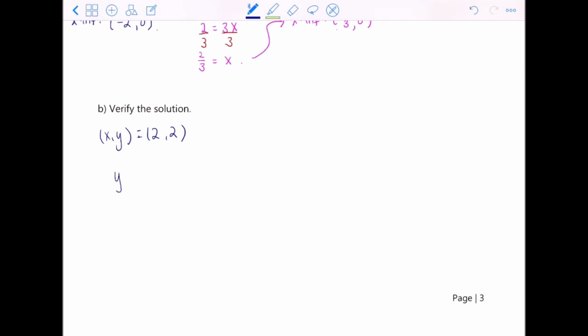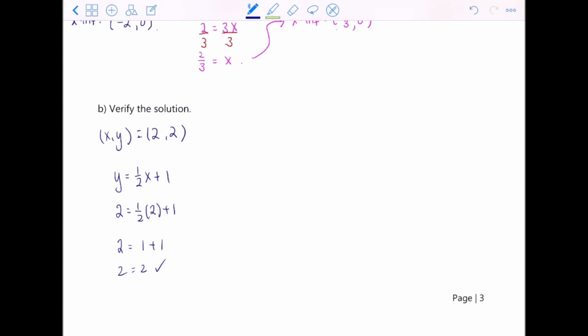The first equation was y equals 1/2x plus 1. I'm going to sub in x equals 2 and y equals 2 and see if this equation is valid. So we have 2 equals 2 times 1/2, which is 1, plus 1. 2 does indeed equal 2, so it is valid.